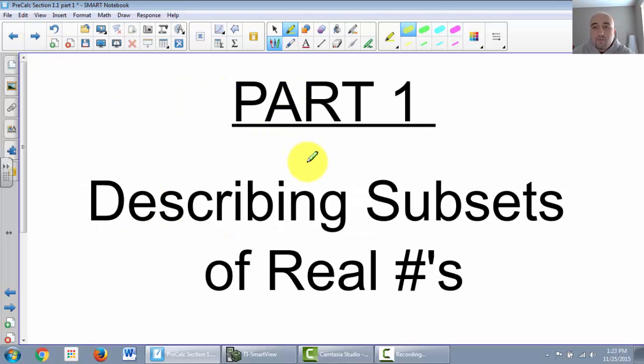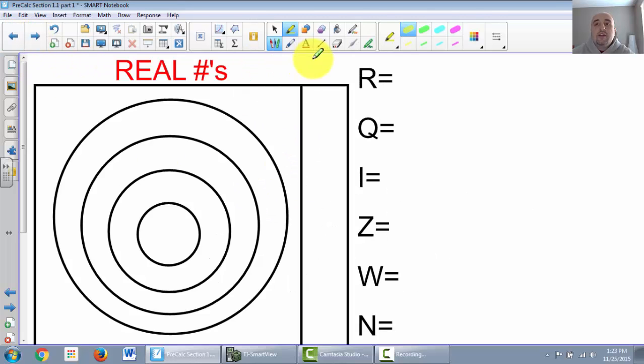Part 1, describing subsets of real numbers. All right. So the first thing we need to talk about is real numbers. What are real numbers? All right. Real numbers are any number. So any number you can think of, that's a real number. Okay, they're the most broad. It encompasses any single number that you can think of is a real number.